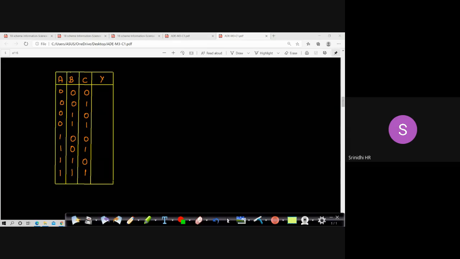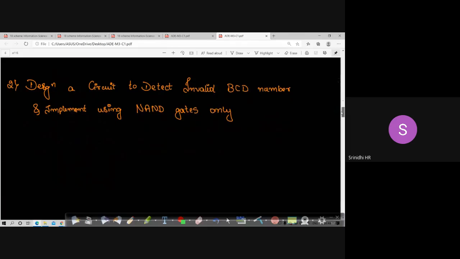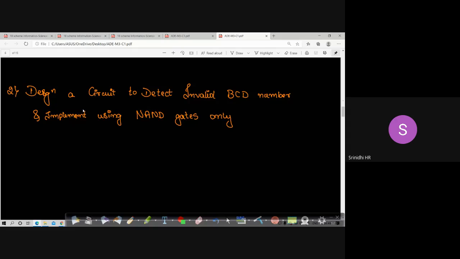Let's consider my second problem. Design a circuit. Please take a sheet of paper and try to solve this problem. Design a circuit to detect invalid BCD numbers and implement it using NAND gates only. So there are two constraints over here. The level of this question is slightly higher than the previous question. He is asking to design a circuit to detect invalid BCD numbers.